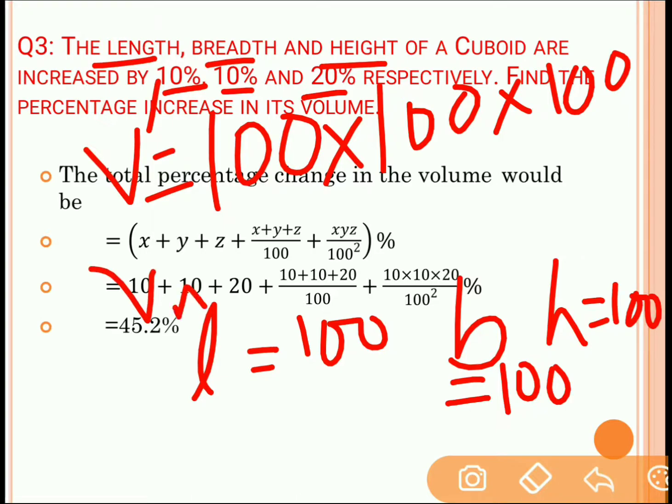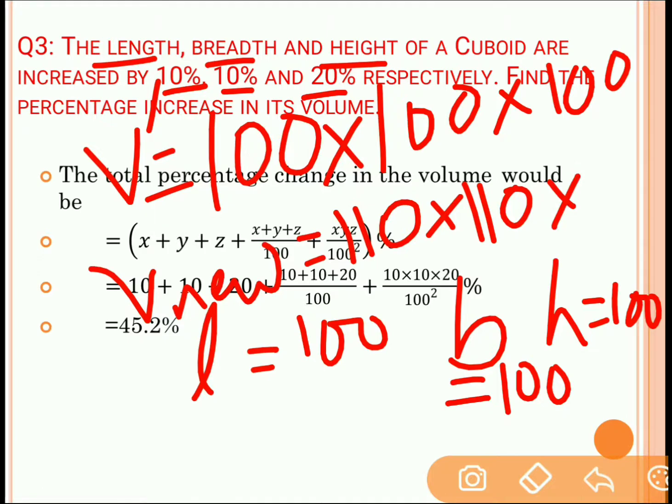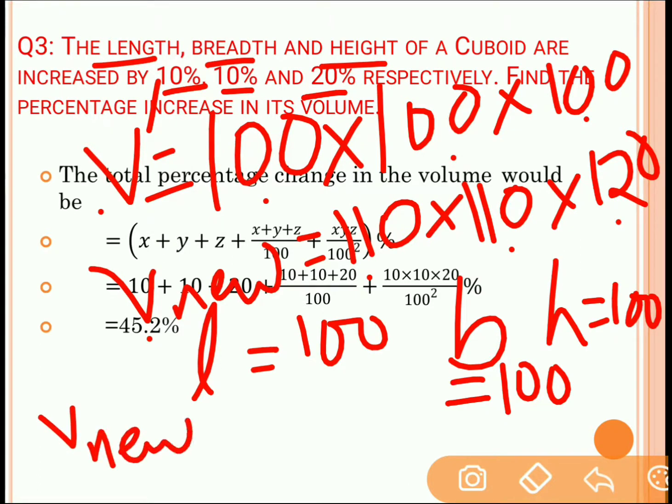So new volume will be: 10% increase of 100 will be 110, 10% increase of width will also be 110 and height is increased by 20%, so it will be 120. So this is the new volume, 110 into 110 into 120, and this was the original volume, 100 into 100 into 100. So if we take the difference of new volume minus original volume, that will be equal to what? Percentage change in the volume.